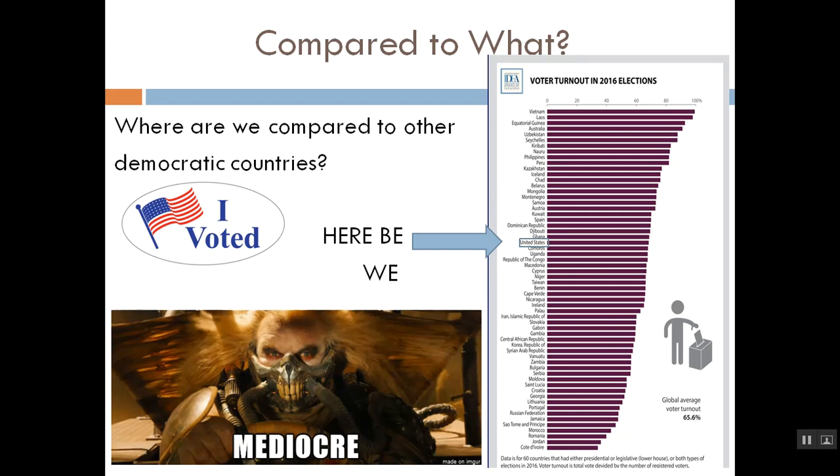Some of the other ones aren't really fair comparisons. So, for example, you're going to see that in fourth place, we've got Australia. But in Australia, there are laws that actually fine people who don't vote. So is it really fair to compare the United States to Australia, where people are being forced to at least fill out a ballot randomly?